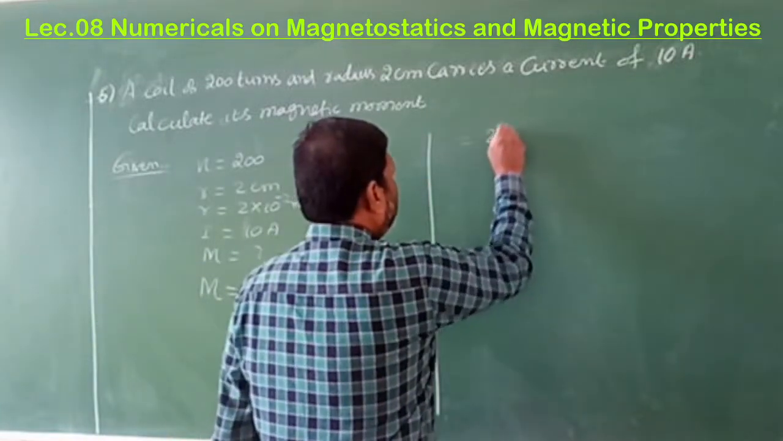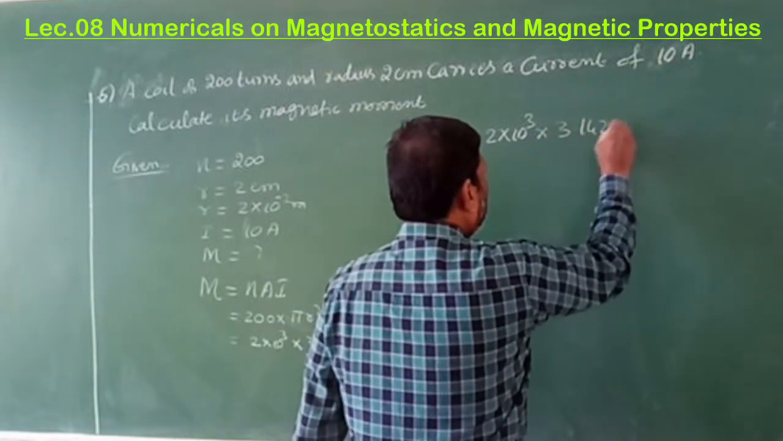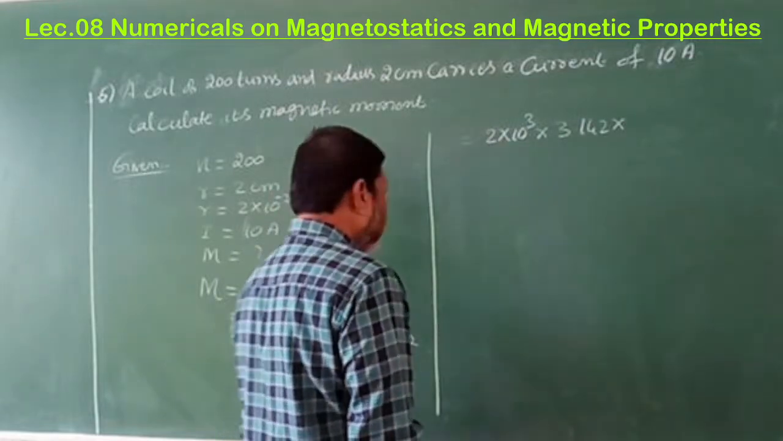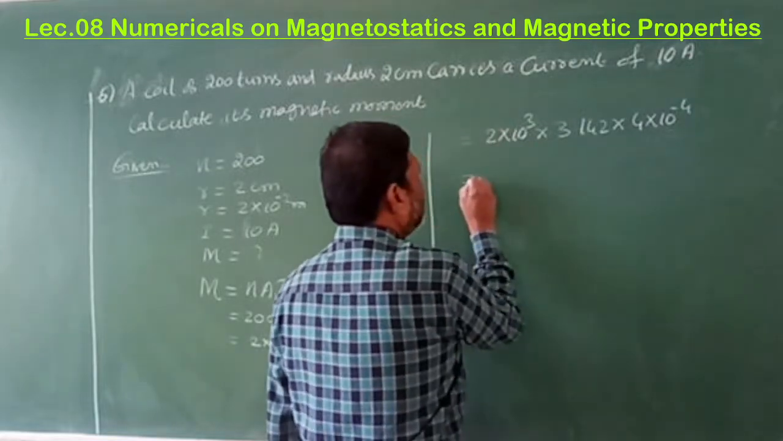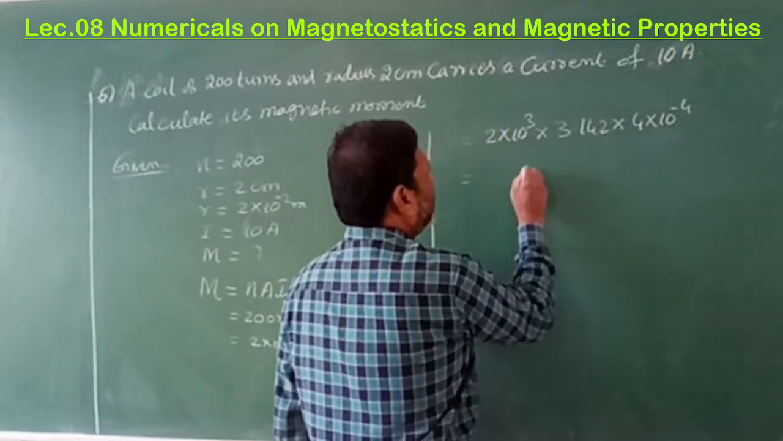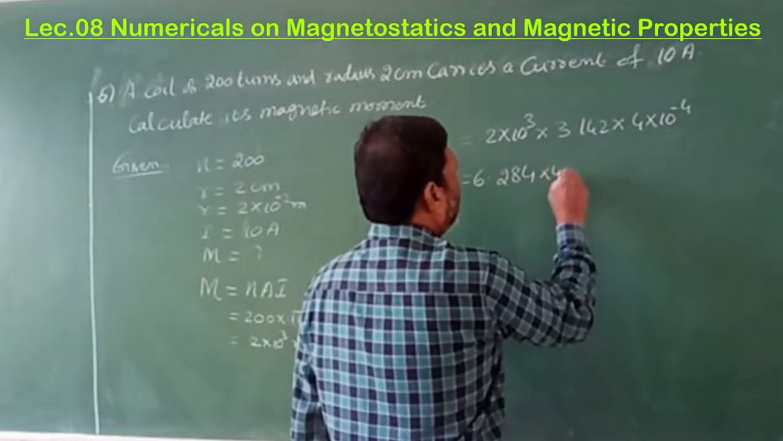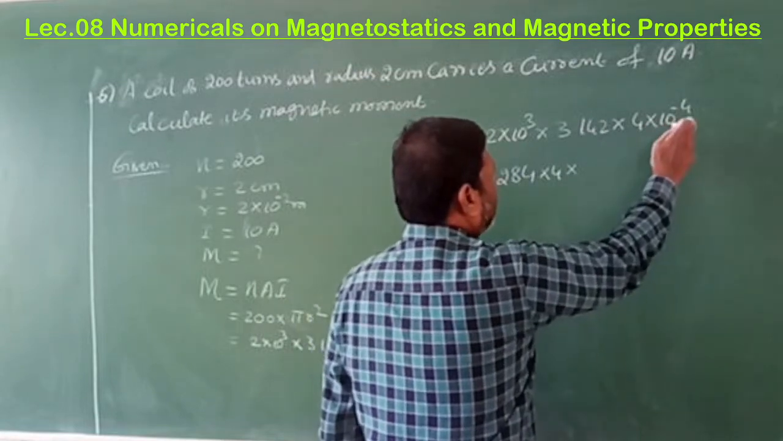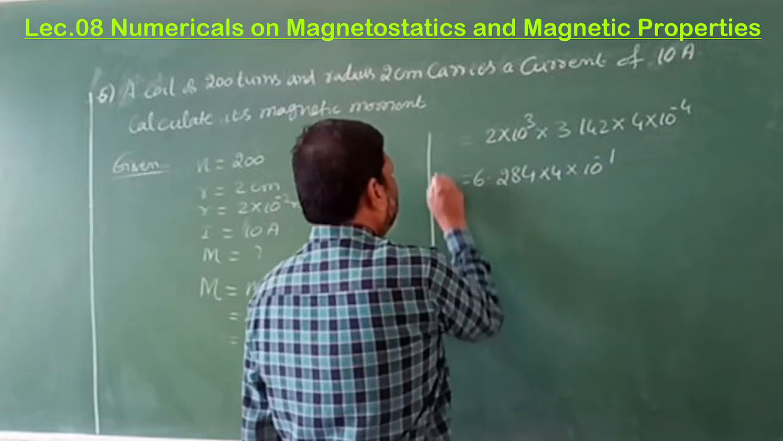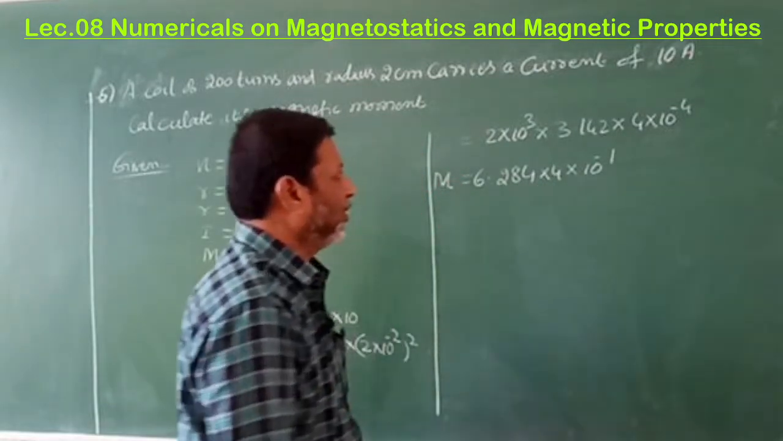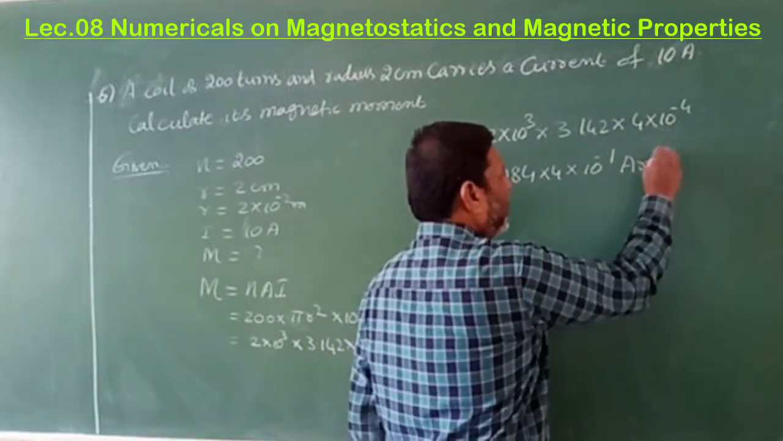Now this is equal to 2 into 10 raised to 3 into 3.142 into the square, which means 4 into 10 raised to minus 4. Now when you multiply with 2, you will get 4, 8 or 2, 6, isn't it? Into 4, and plus 3 minus 4 is 10 raised to minus 1. Now you simplify this one, then you will get the magnetic moment of this circular coil. Now the unit of the magnetic moment is ampere meter square.